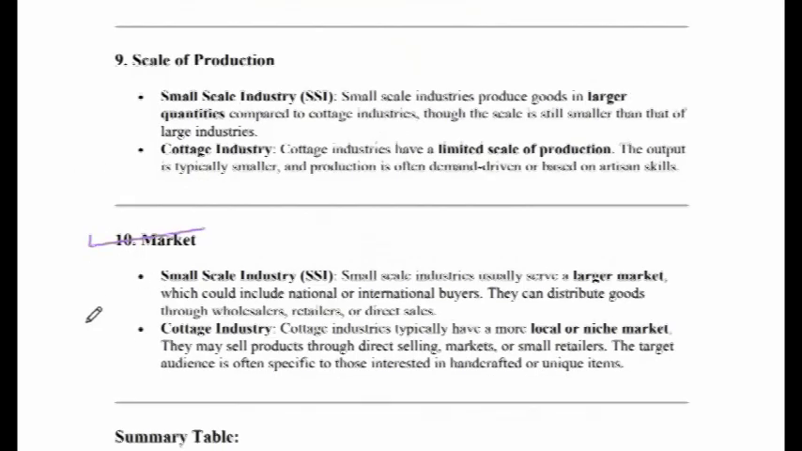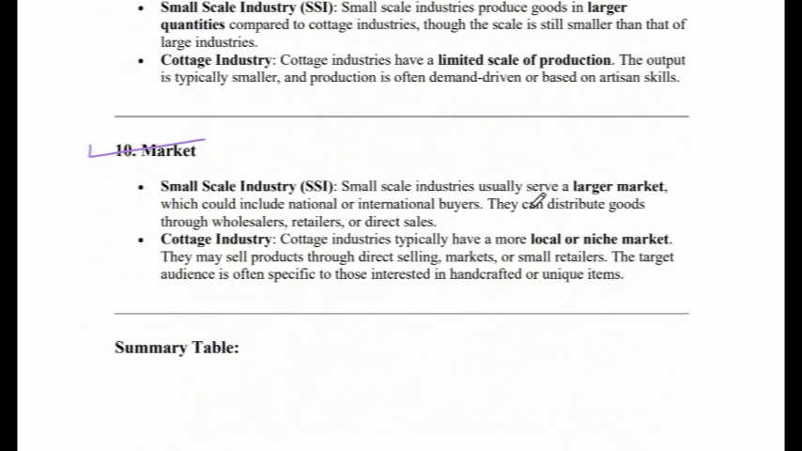Let's look at the market. What is the market? Small scale industries usually serve a larger market which could include national or international buyers. They can distribute goods through wholesalers, retailers or direct sales. Whereas cottage industries, being a family owned business, only cater to or target a local or niche market. They do their marketing in their own area. They may sell products through direct selling, markets or small retailers. The target audience is often specific to those interested in handicraft or unique items.